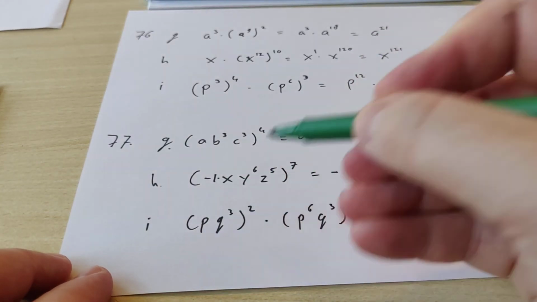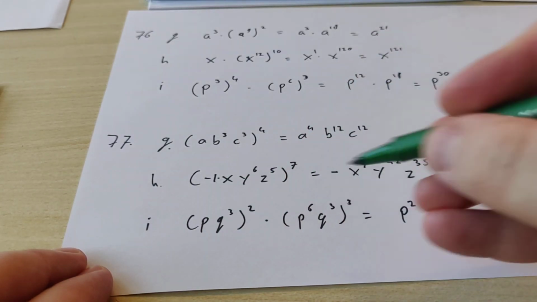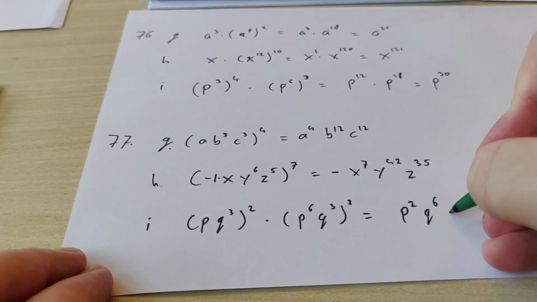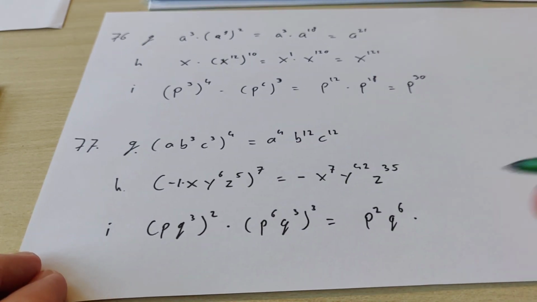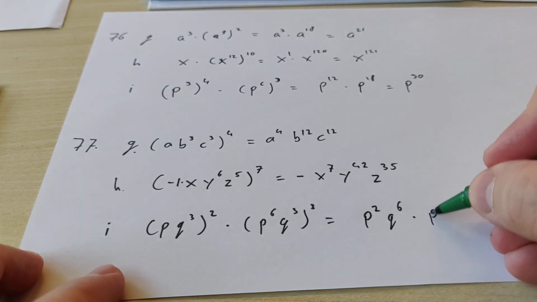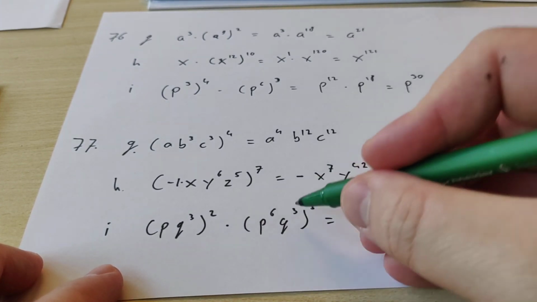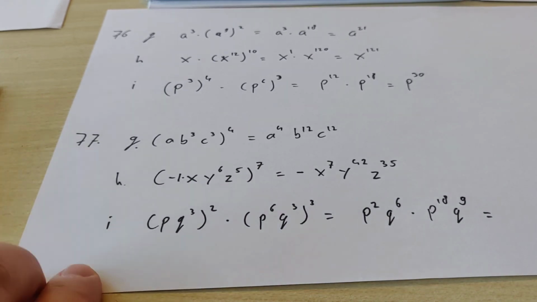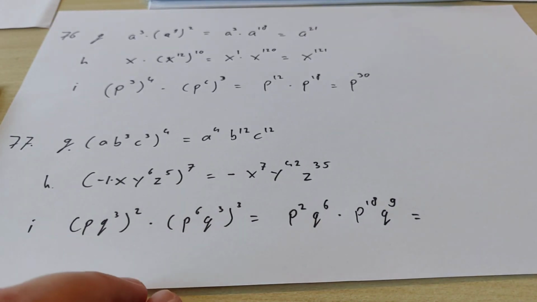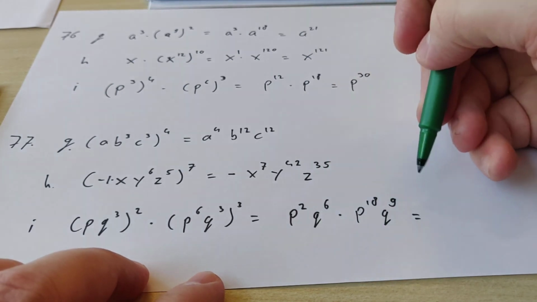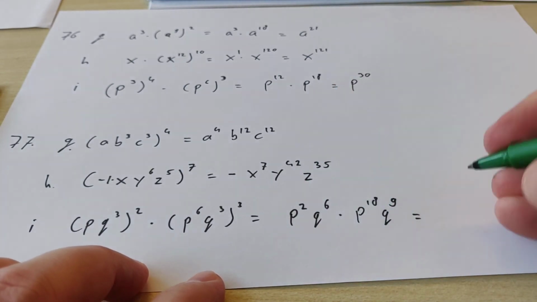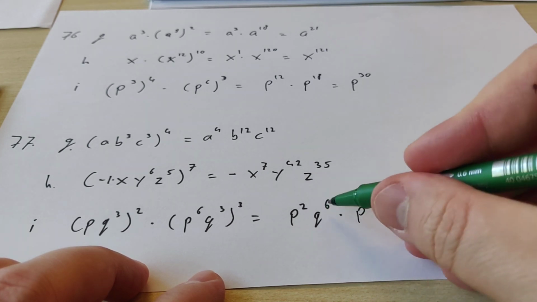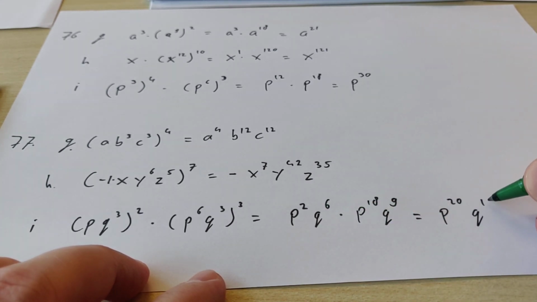Here we have p squared. And then we have q to the power of 6. Then there's a times here, so I'm going to write that down. And then here we have 6 times 3 is 18. And we have 3 times 3 is 9. Okay, so we worked out the brackets, and now we're going to just see if we can multiply this with each other. We have p squared and p to the power of 18, so that's p to the power of 20, and then you have 6 and 9, which is q to the power of 15.